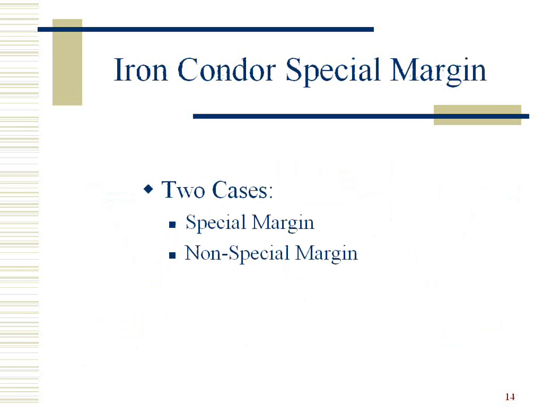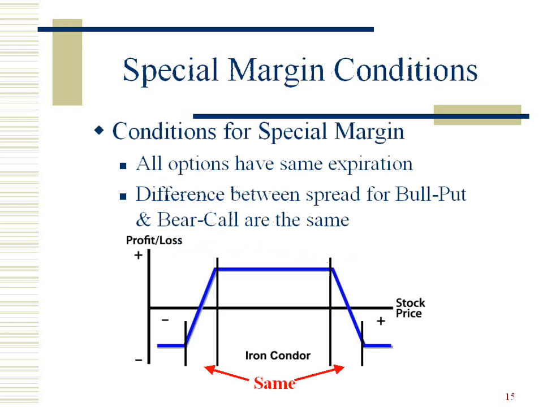There's kind of two cases for Iron Condor. You can do non-special margin and special margin. For special margin, since there's only one way you can lose, either on the bear call or the bull put, brokers will allow you to use margin for a single leg if there are some special cases. Those special cases are that all the options have to be in the same month of expiration, and that the difference between the spreads for the bull put and the bear call have to be identical.